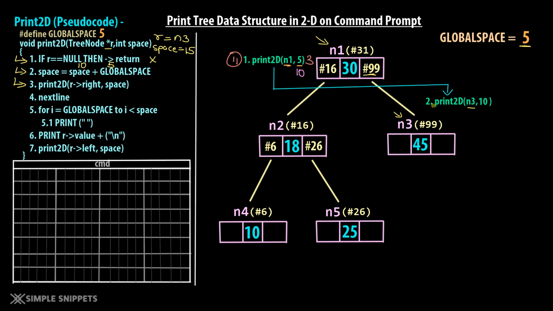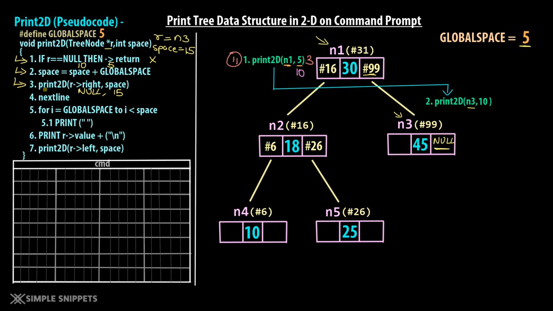Who's there to the right of n3? Because right now r is n3, and when we say r of right we are saying n3's right. So there is nothing to the right of n3, which means it would have null value. Programmatically speaking it will have null value. So you'll pass null, comma, and you'll pass this space. We just modified space to 15, so we're going to pass 15.